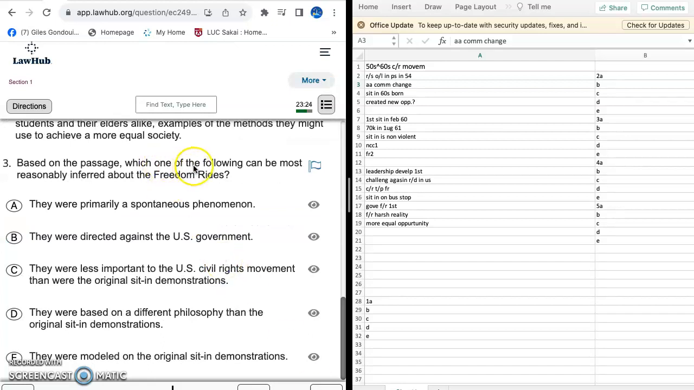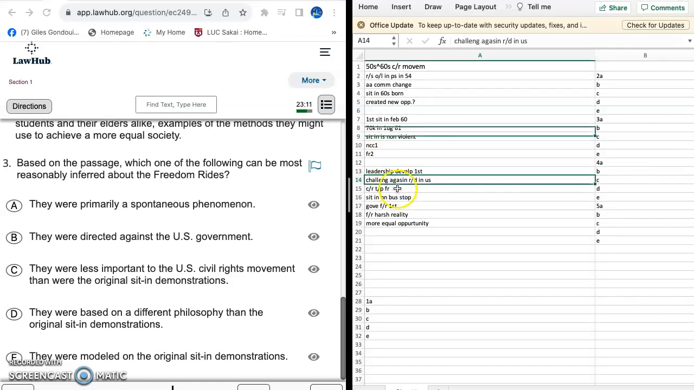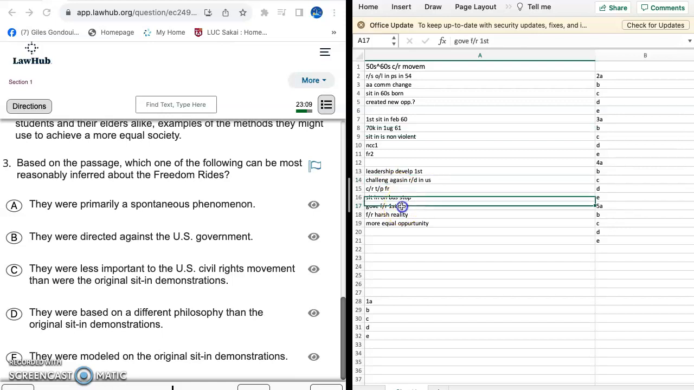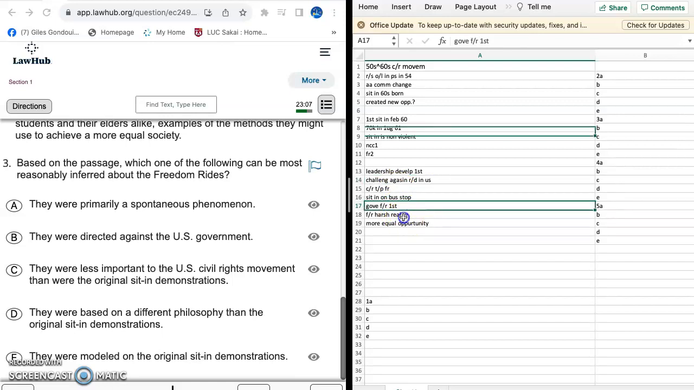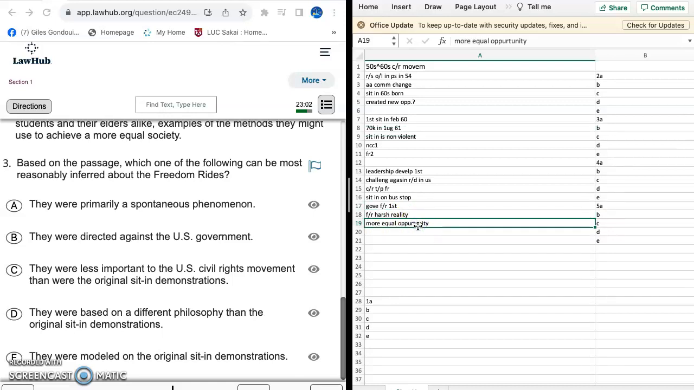Based on the passage, which one of the following can be the most reasonably inferred about the freedom riders? Let's take a quick look at our notes about the freedom riders. The freedom riders was a turning point for the civil rights movements. The government protected them. They used a harsh reality to persuade, and they're going for a more equal opportunity. They were primarily spontaneous phenomena. They weren't really sudden or instant. Didn't really say that they were sudden or instant.